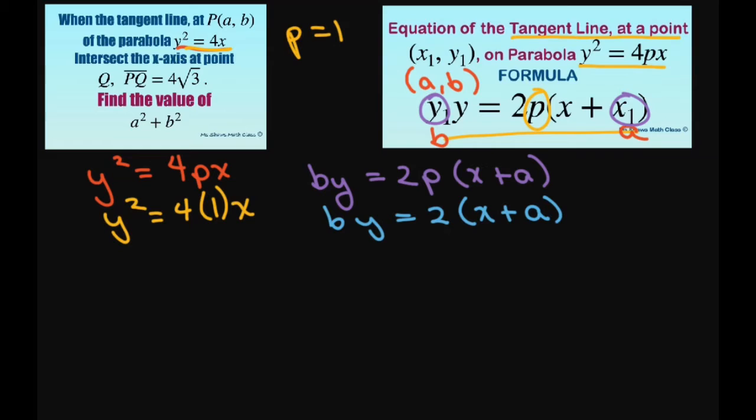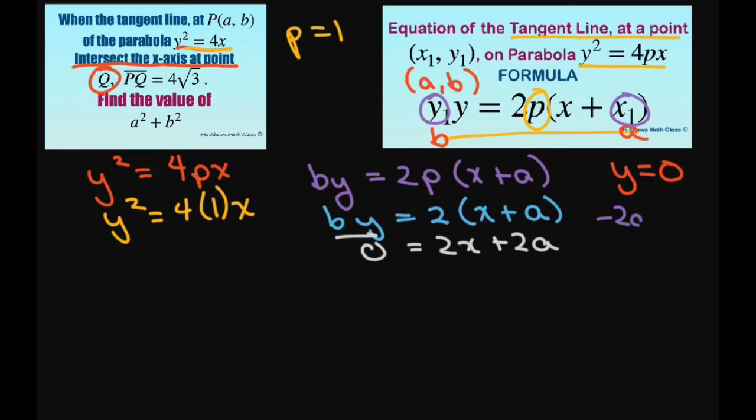All right, we're trying to find this intersection at the x-axis at this point. So let's look at the x-intercept. The x-intercept is when y is 0. So if I set this to 0, we get 0 equals 2x plus 2a. If I solve for this, I'm going to have negative 2x equals 2a, or negative a equals x. So we need to note that.